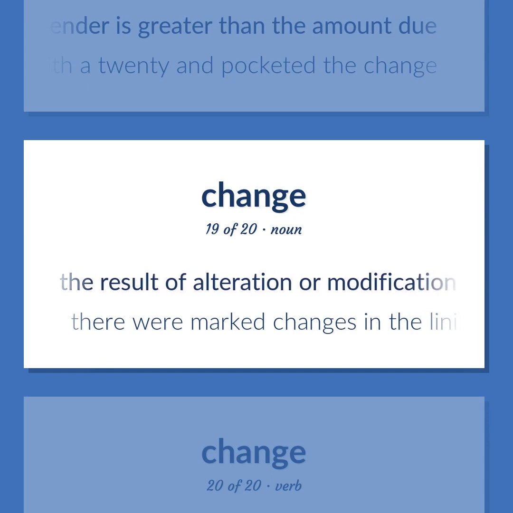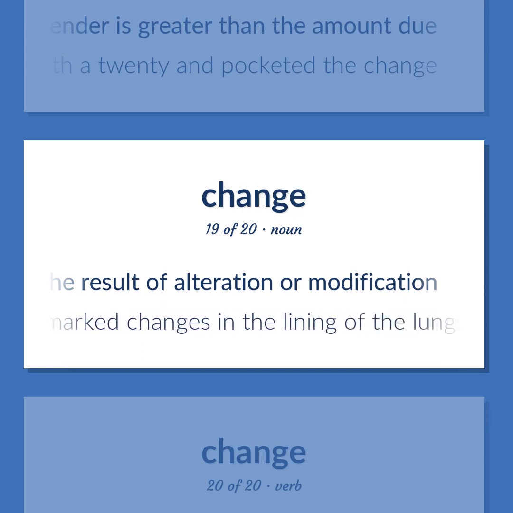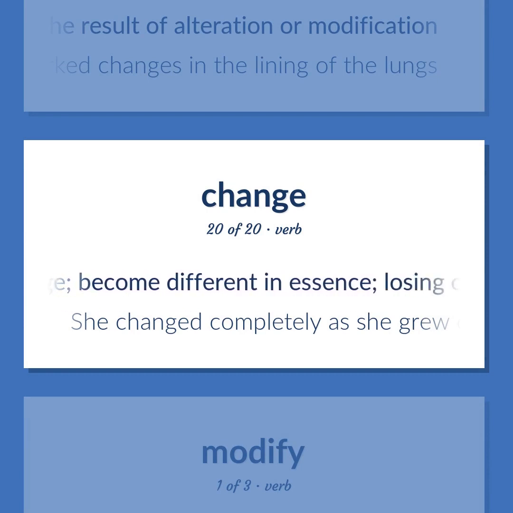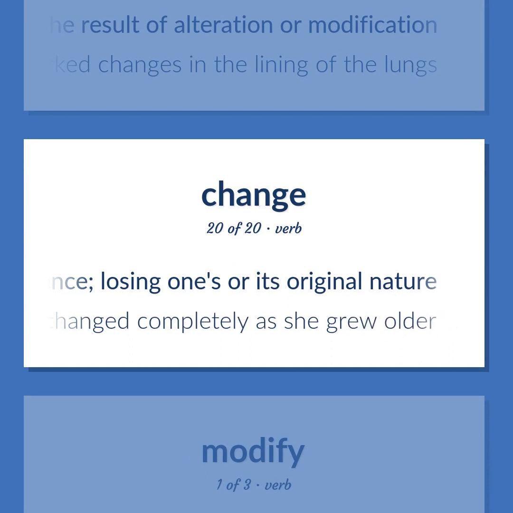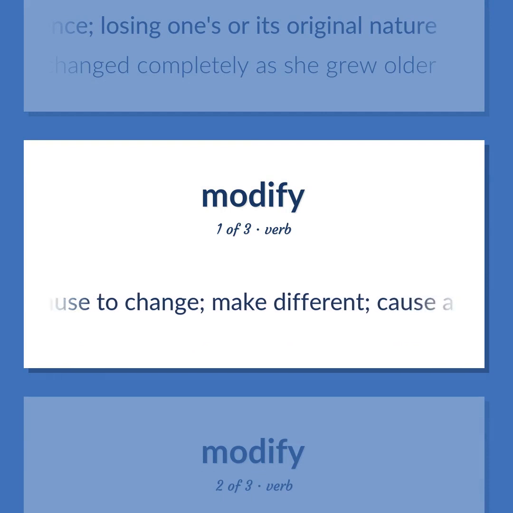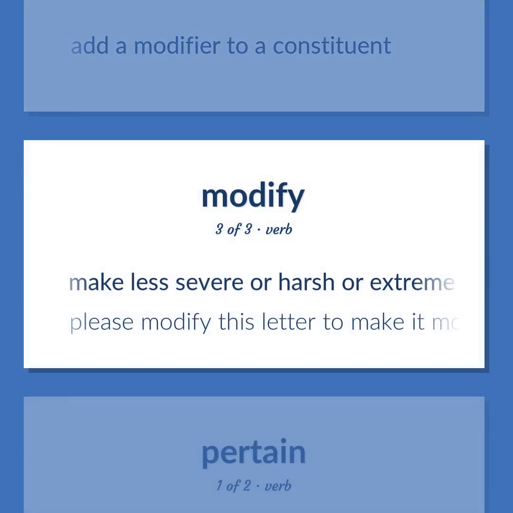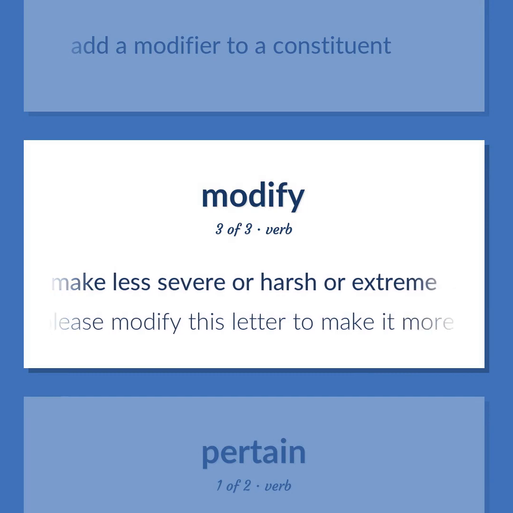The result of alteration or modification. There were marked changes in the lining of the lungs. Undergo a change. Become different in essence, losing one's or its original nature. She changed completely as she grew older. Cause to change. Make different, cause a transformation. Add a modifier to a constituent. Make less severe or harsh or extreme. Please modify this letter to make it more polite.